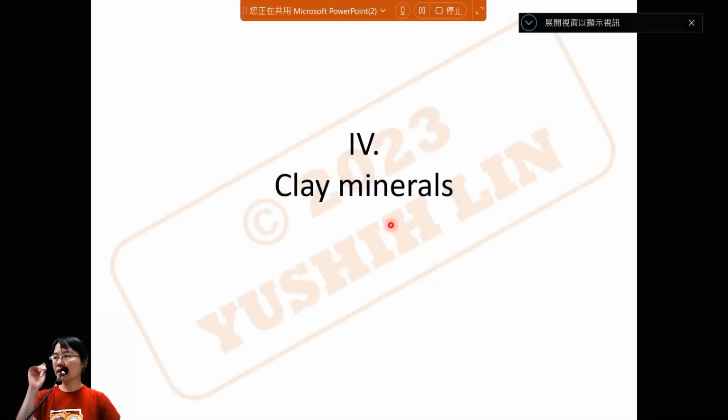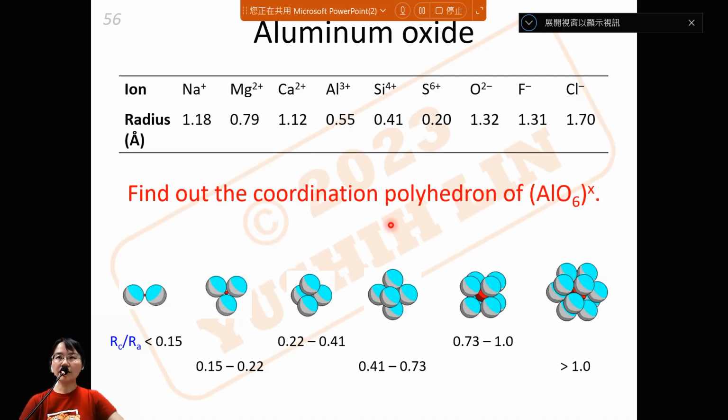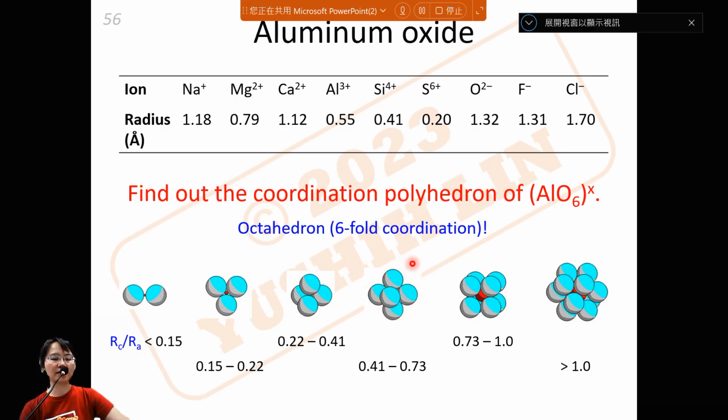Clay minerals. In this department, these will be the main minerals that you will work with if you go in the direction of marine geology. Clay minerals are not just silica tetrahedron. They are the combination of silica tetrahedron and aluminum oxide. You can calculate from this table the coordination number of aluminum oxide, and the answer will be this one. The coordination number is 6, so it's an octahedron. So this is silicon tetrahedron, and this is aluminum octahedron.